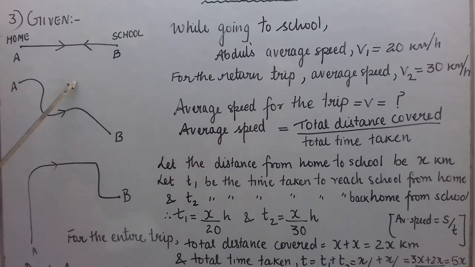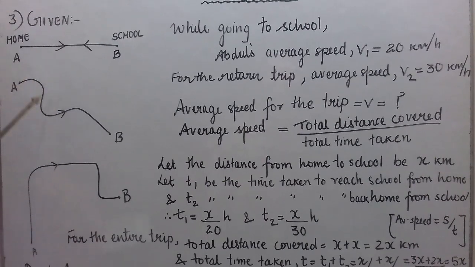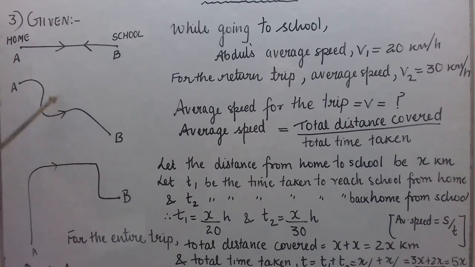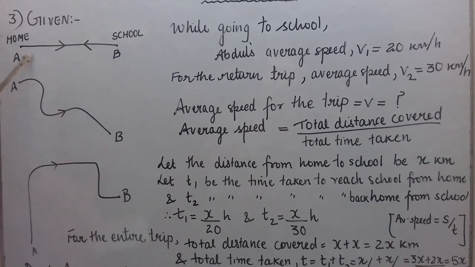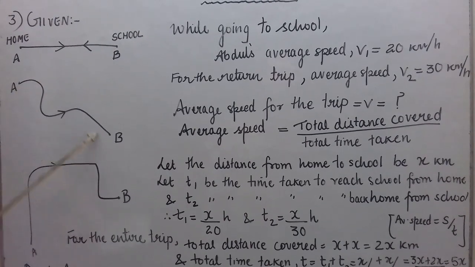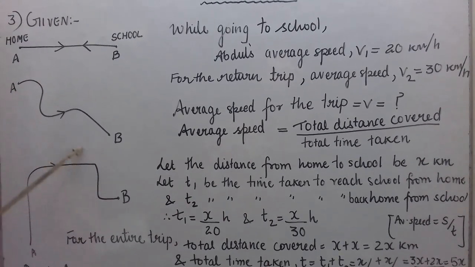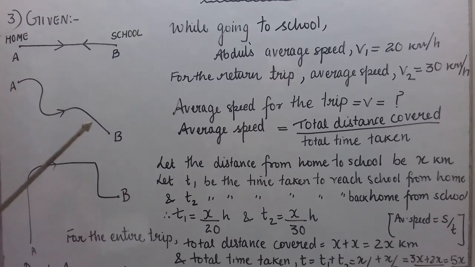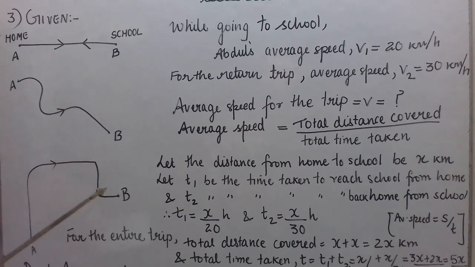Now I have shown a diagram here, but for you it is not necessary to draw these diagrams. This I have drawn just to explain that the path can be a straight path from home to school. It can be curved like this or like this. It can be any way. That is not required here because we are not going to consider displacement or velocity.